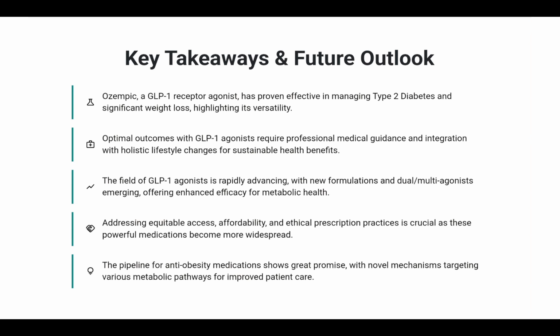Third, the field of GLP-1 agonists is rapidly advancing. New formulations, extended release platforms, and the emergence of dual and multi-receptor agonists such as tirzepatide and retatrutide are offering increasingly superior efficacy for metabolic health. Staying current with this literature is essential for modern clinical practice. Fourth, as these powerful medications become more widespread, we have a professional and ethical obligation to address equitable access, affordability, and responsible prescribing practices. The off-label use landscape must be navigated with transparency, informed consent, and clinical integrity.